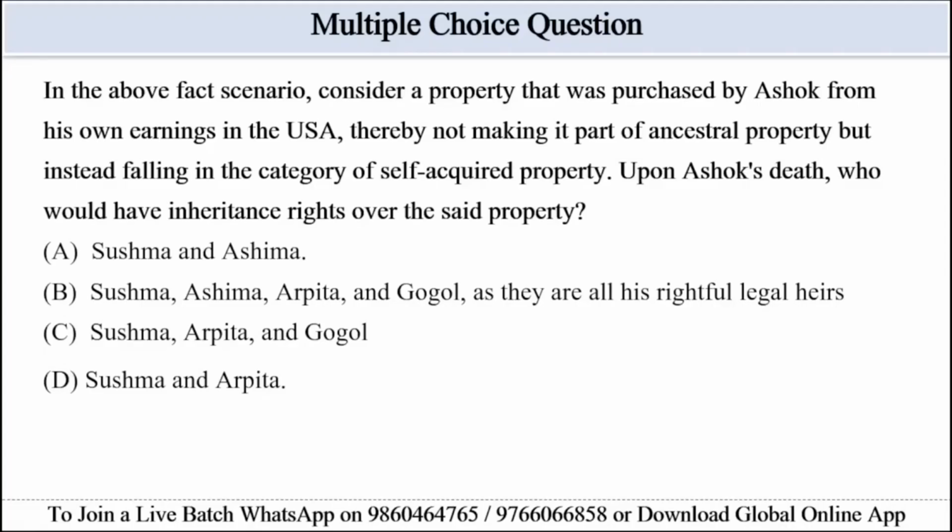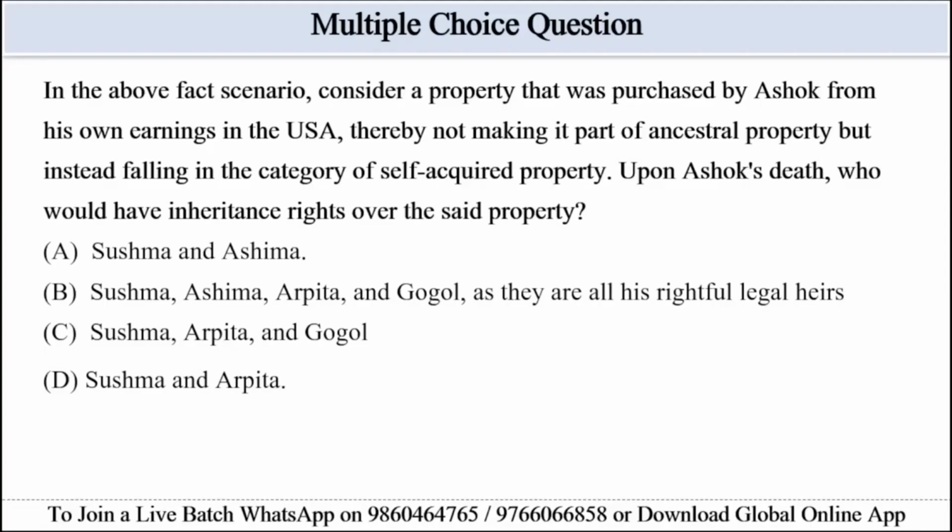The passage notes that children from void or voidable marriages have inheritance right over the parents' self-acquired as well as ancestral property. Hence, in case of option A, Sushma and Ashima, both mothers, are heirs but children also inherit. Hence, option A is wrong. In case of option B, Sushma, Ashima, Arpita and Gongol, as they are all his rightful legal heirs. So in this case, Ashima is not a legal heir here. Mother's rights aren't emphasized in inheritance.